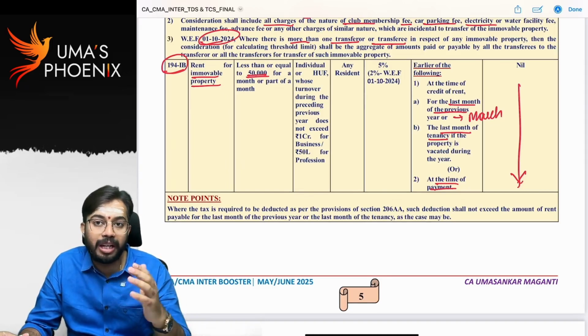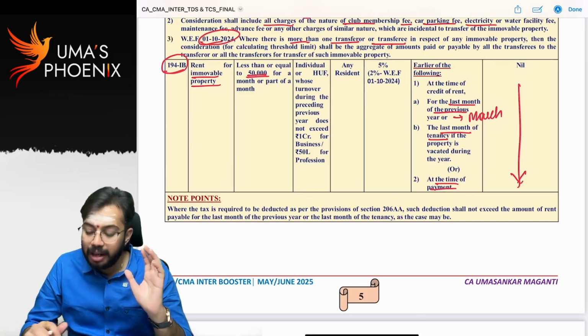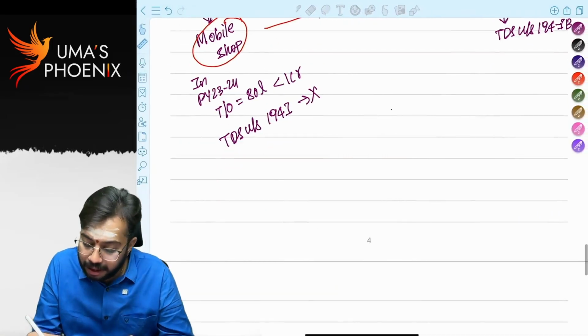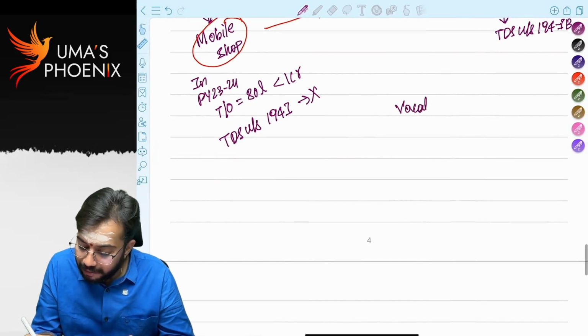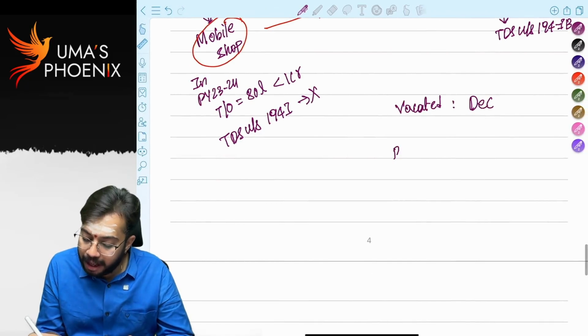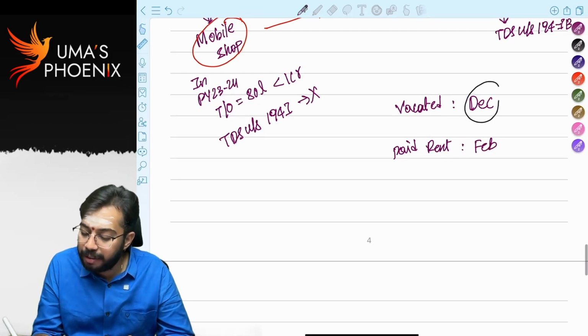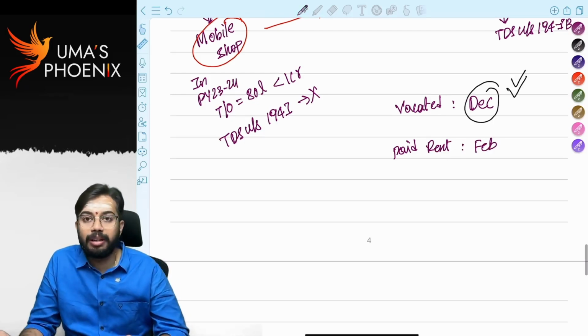So out of these two dates, whichever is earlier, we need to deduct TDS. For example, the tenant is vacating the house property in the month of December, but he paid rent in the month of February. Now TDS is required to be deducted at the end of December month. Are you able to understand?